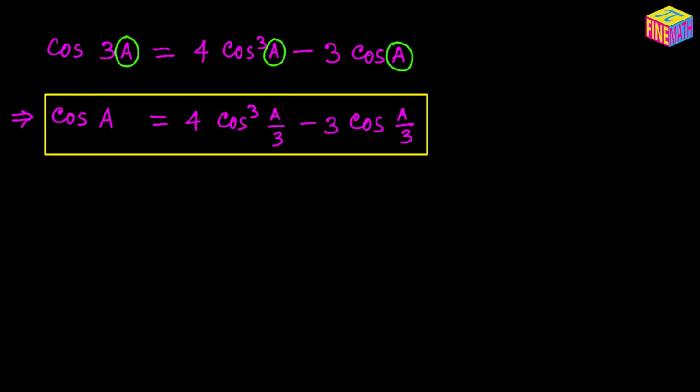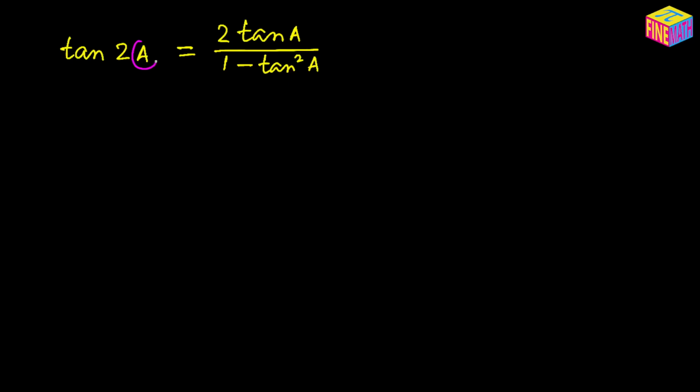And now let's see how we can express tangent of A in terms of half of A or 1/3 of A. In the previous video, we have seen that tangent of 2 times A is actually equal to 2 times tangent of A divided by 1 minus tangent squared of A. And now let's do the same substitution here also. So wherever we have A, we're going to replace that by half of A, and then what will happen?